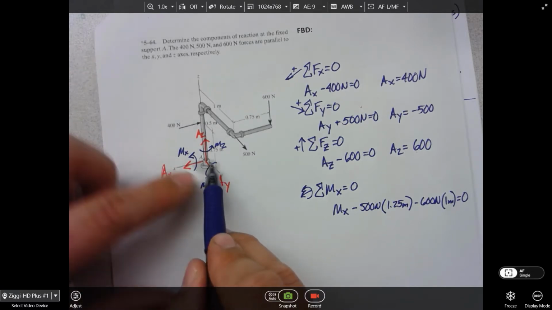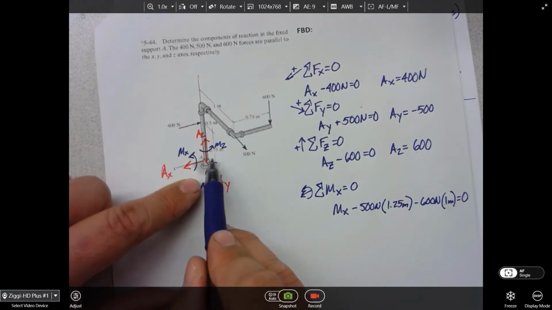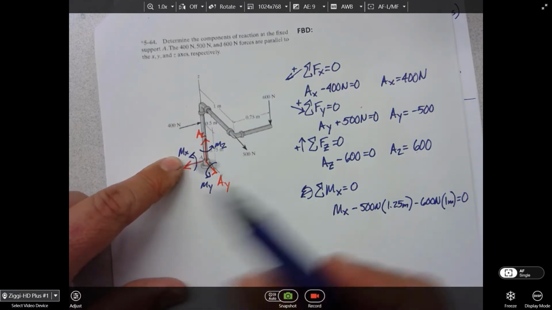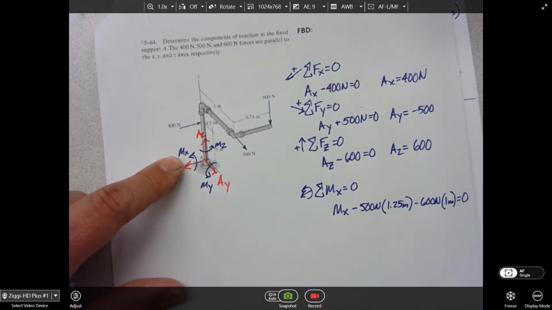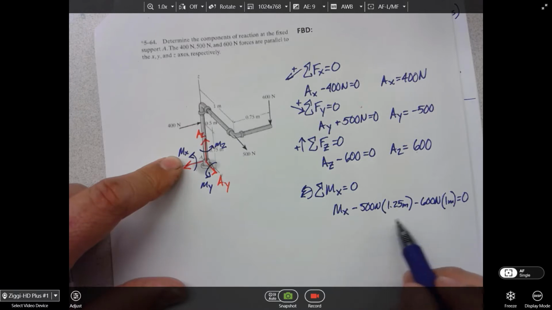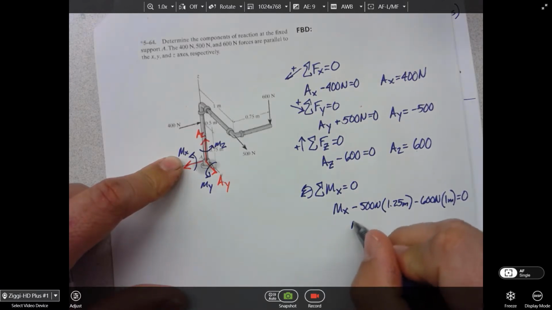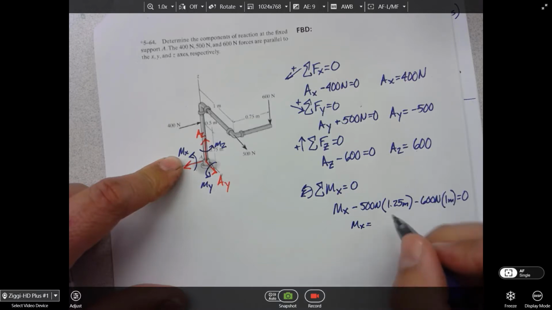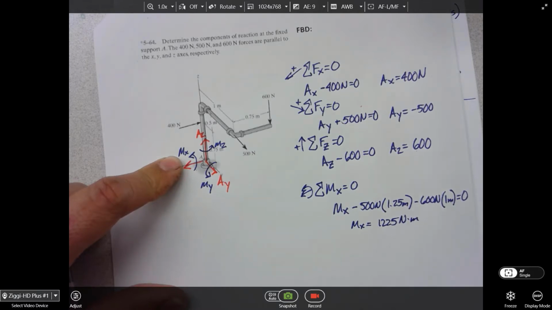So A is a fixed point, and so it's going to resist rotation, and I just assumed that it went that way in the positive direction for the analysis. Okay? All right, so it looks like I could solve this and say that MX is equal to 500 times 1.25, would be 625 plus 600, 1225 Newton meters. Okay.